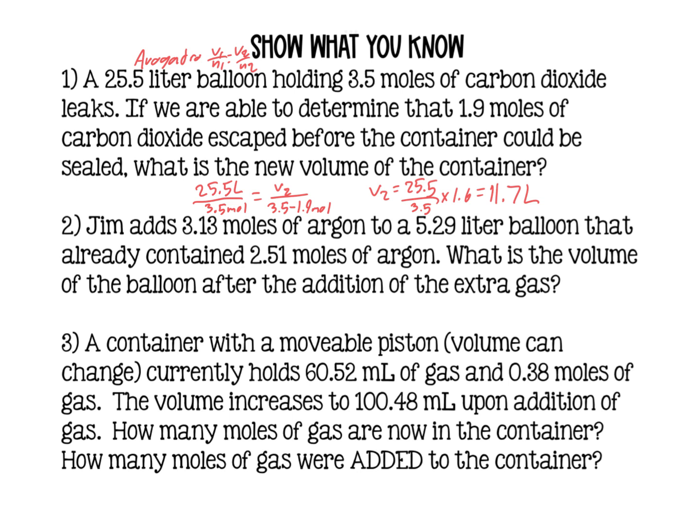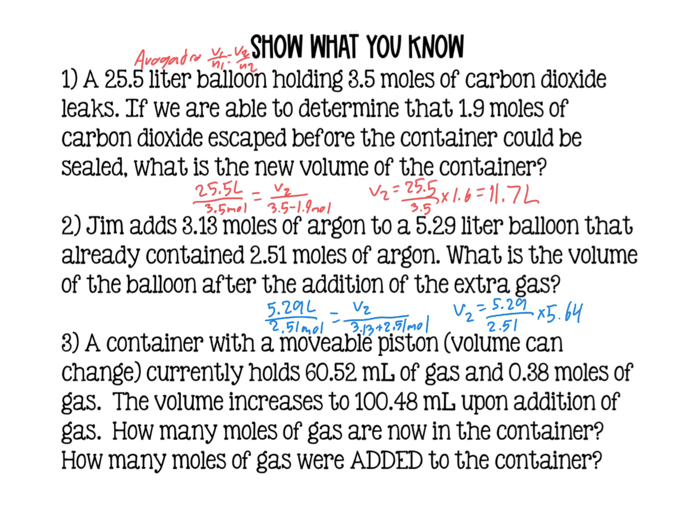In problem 2, Jim adds 3.13 moles of argon to a 5.29 liter balloon that already contained 2.51 moles of argon. What is the volume of the balloon after the addition of the extra gas? Well, the initial volume was 5.29 liters. The initial number of moles is 2.51 moles. To get the final number of moles, we will need to add 3.13 and 2.51. This makes our new number of moles 5.64.